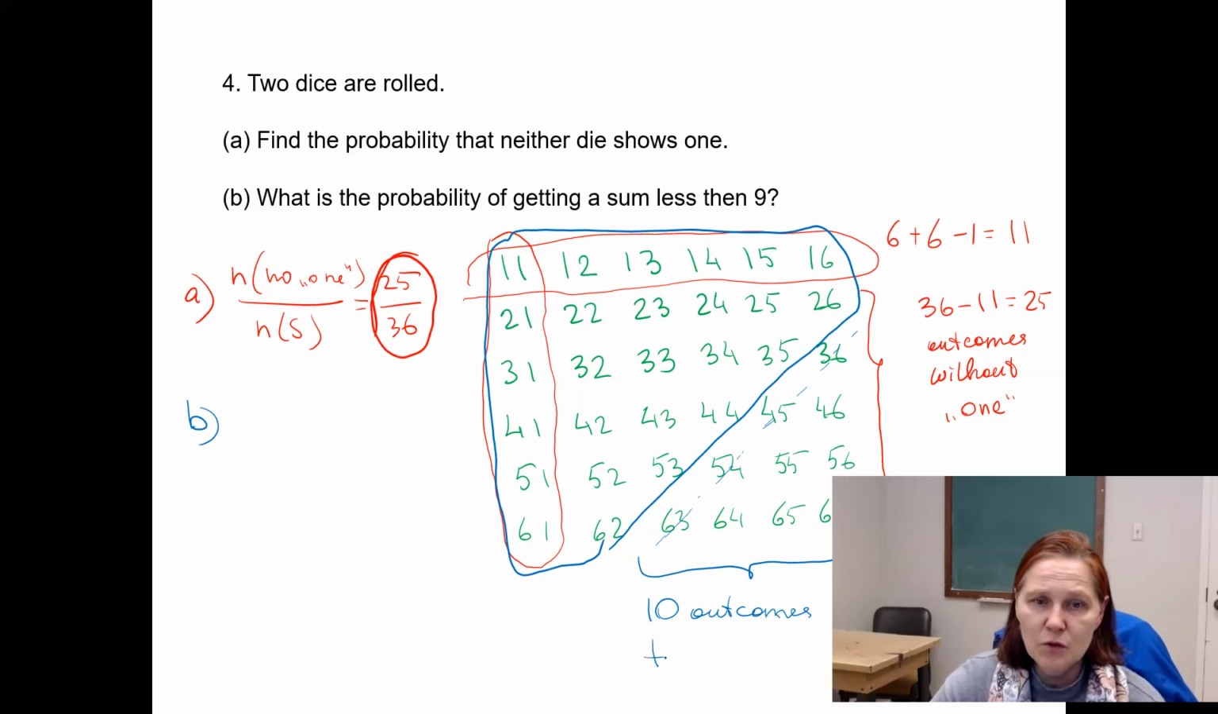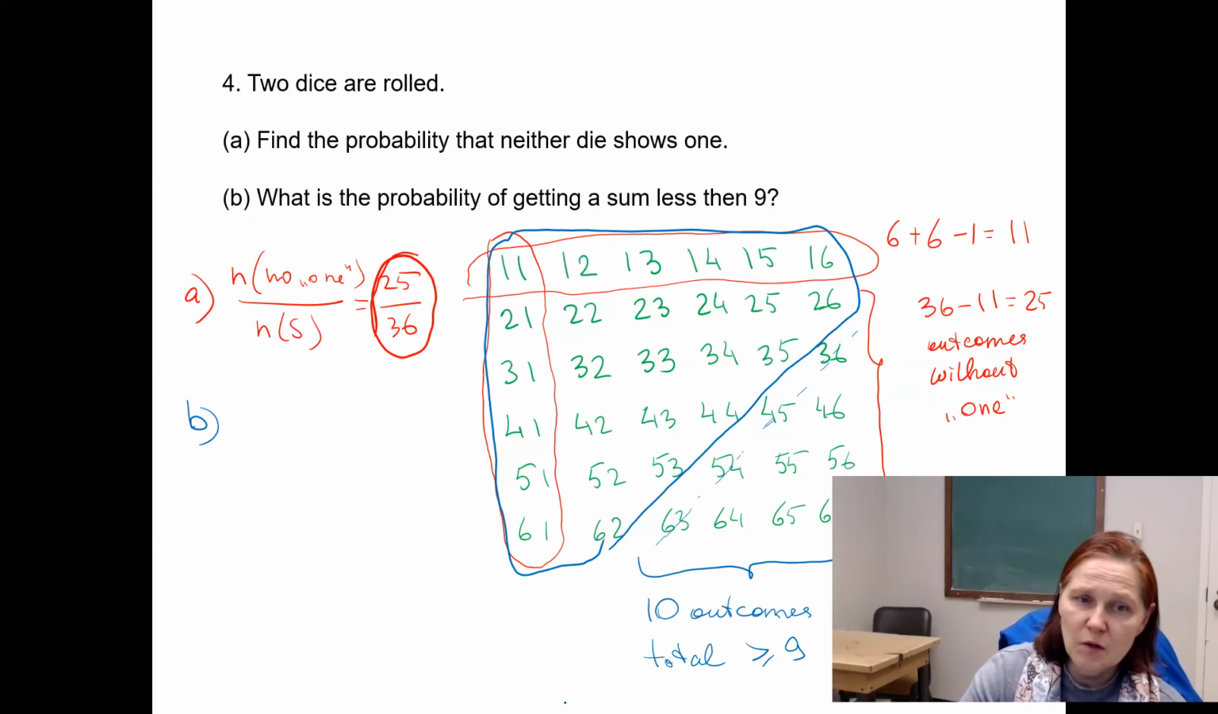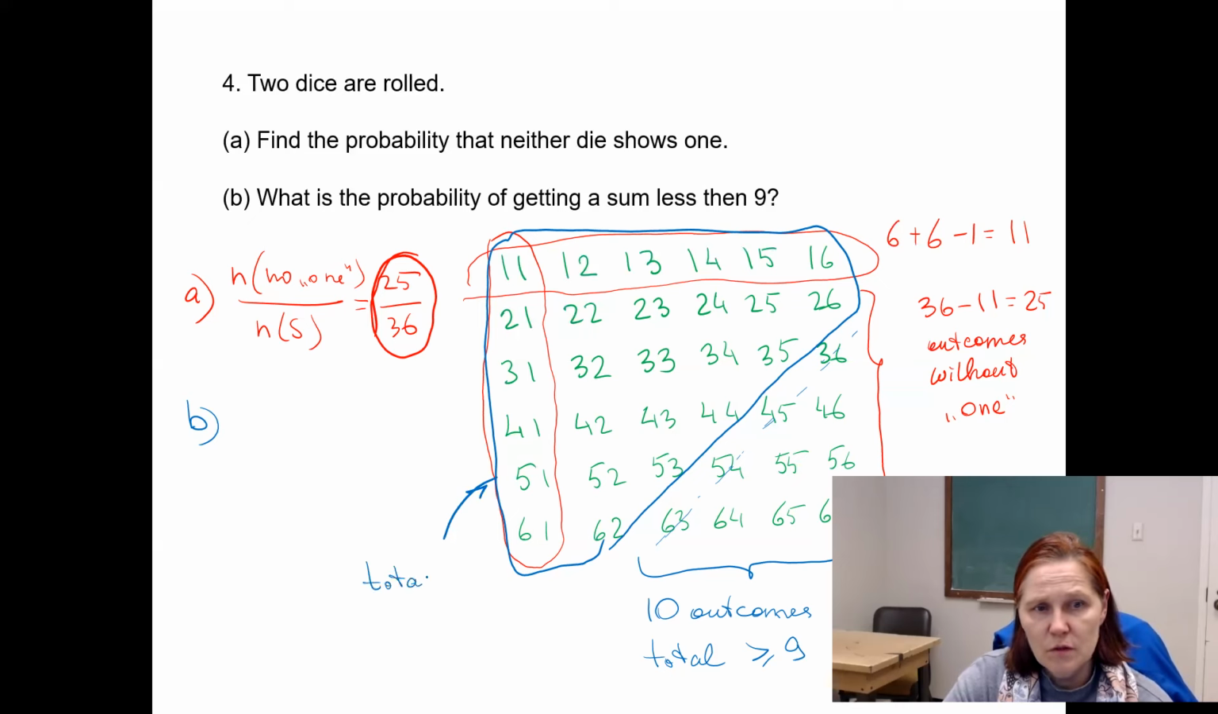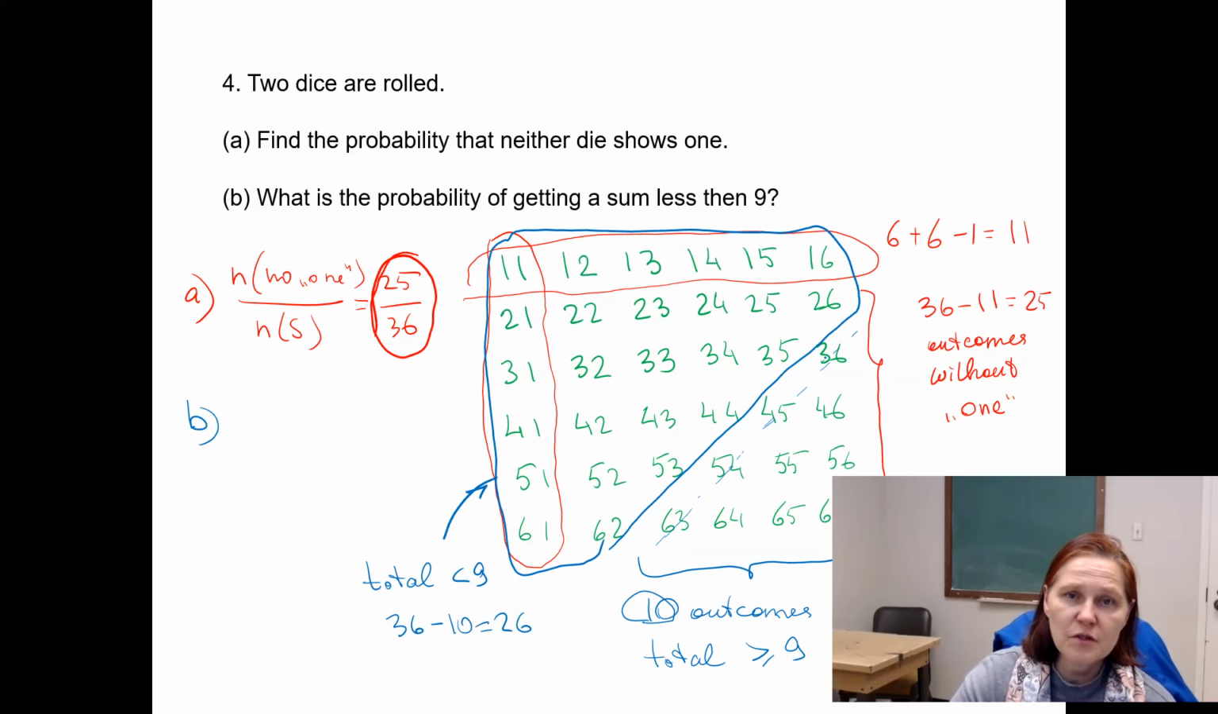We have the total greater than or equal to 9. So this is the complement. It means that on the rest we have total less than 9. So the number of outcomes in the sample space is 36. 36 minus 10 is 26. There are 26 outcomes in the event.